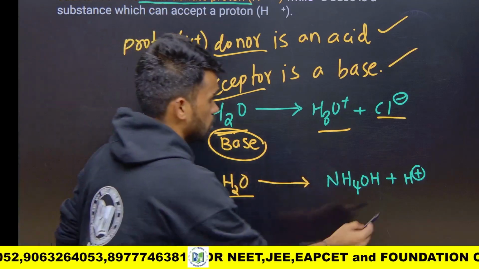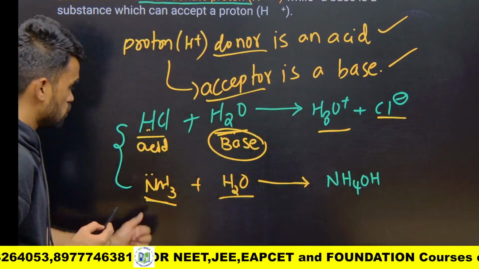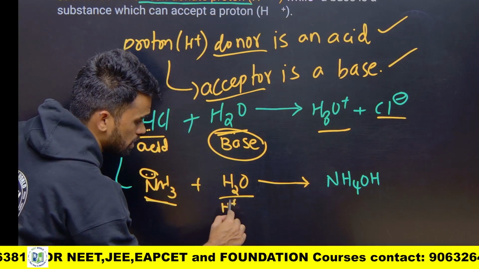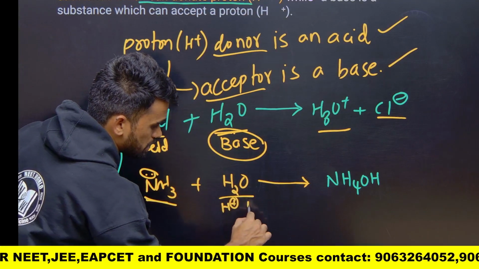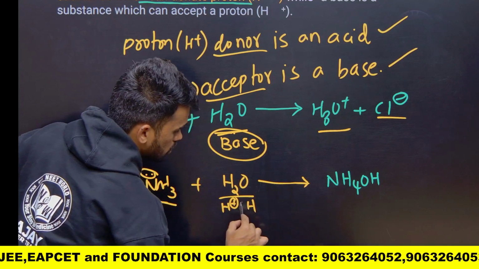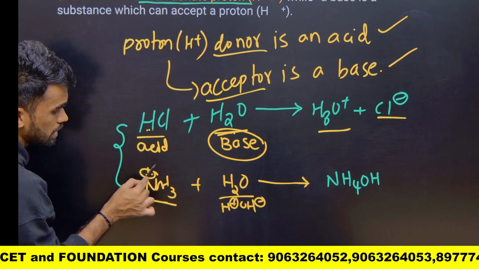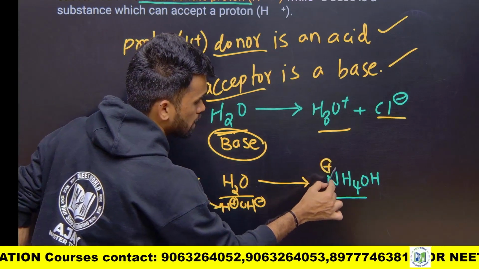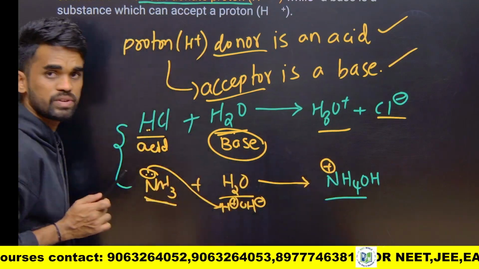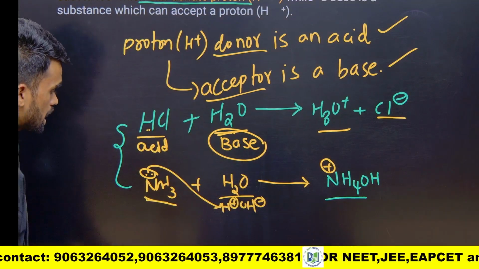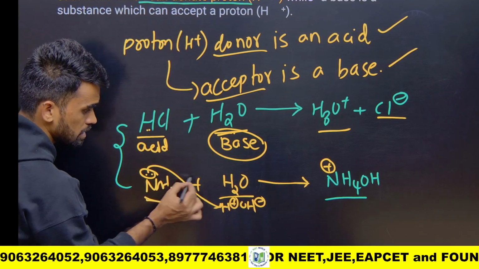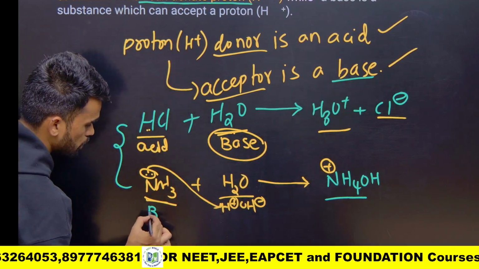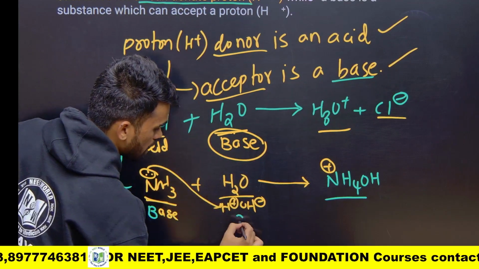See here, we have ammonia. It takes this H plus ion from water, and in water we have H plus ion and OH minus. So ammonia takes the H plus ion from here and forms NH4 plus, along with the remaining OH minus. So in this case, ammonia is acting as a proton acceptor, which is a base, and water is our acid.